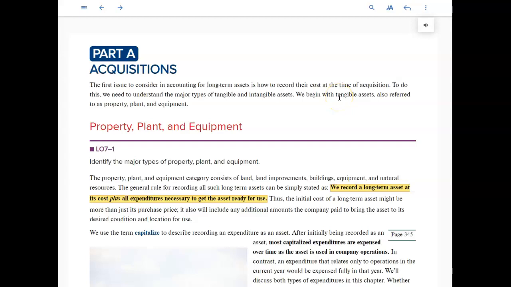Now, when we acquire property, plant, and equipment, and these are what we call long-term assets along with land, then what we need to do is record the long-term asset at its cost that we're paying for it, plus all the necessary expenses that we need to incur to get the asset ready for our intended use.